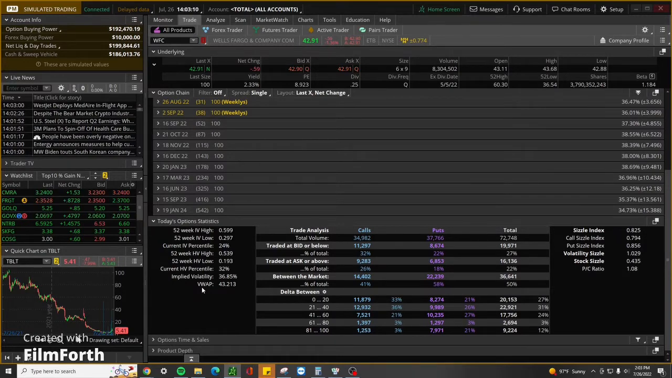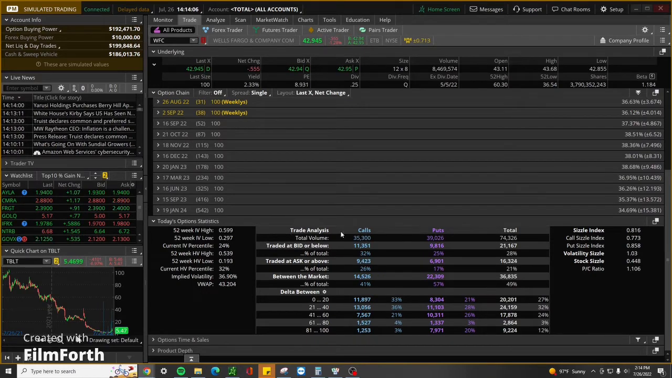You have the 52-week implied volatility high, 52-week implied volatility low, likewise for the historical volatilities. And then you have the trade analysis, which breaks down the volume of options traded. It breaks them down into calls, it breaks them down into puts, and it shows you the total number of options that have been traded for the day.